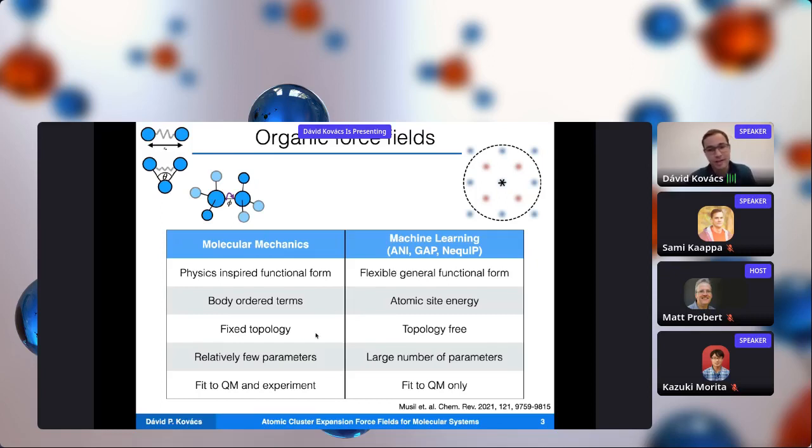Then there are some other technicalities: the molecular mechanics force fields have a fixed topology. The bonds are not allowed to break or form, except for some generalizations like ReaxFF, but they are a bit different. Whereas these machine learning force fields are topology free. So all of the carbon atoms are, for example, identically treated, and bonds are allowed to break and form, at least in principle.